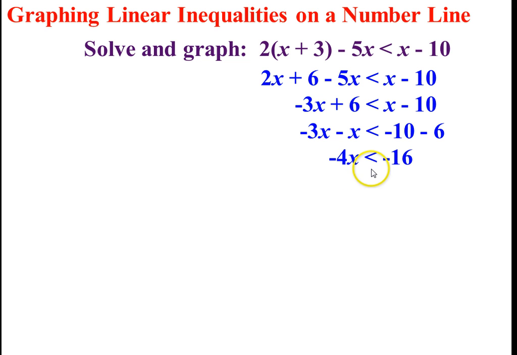And finally, divide both sides by negative 4. I am dividing both sides of an inequality by a negative. So in order to keep this inequality true, I must reverse the sign. So if I divide the left side by negative 4, I get x. If I divide the right side by negative 4, I get 4, but my inequality becomes greater than. So x should be greater than 4. I divided by a negative. We learned that earlier. If you divide by a negative, you must reverse the sign to keep the inequality true.